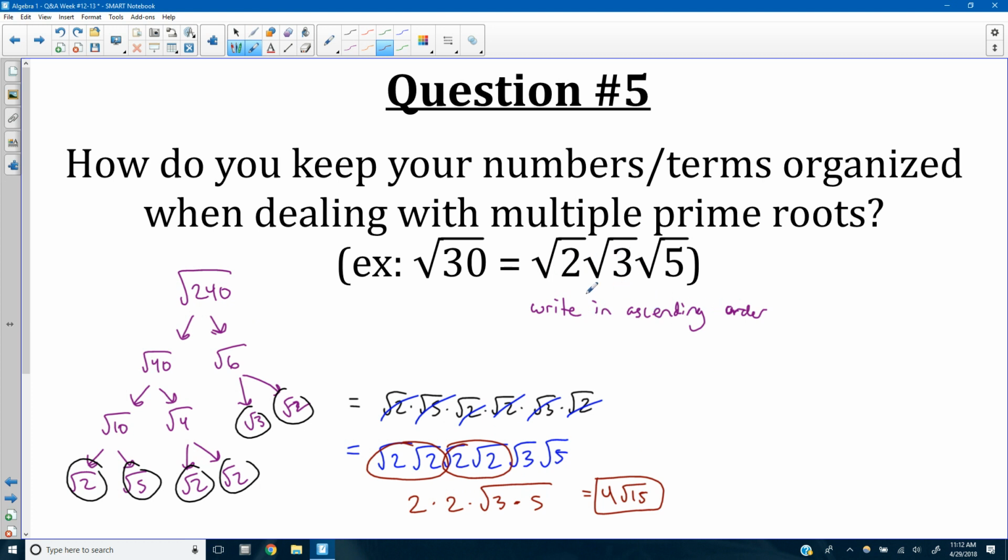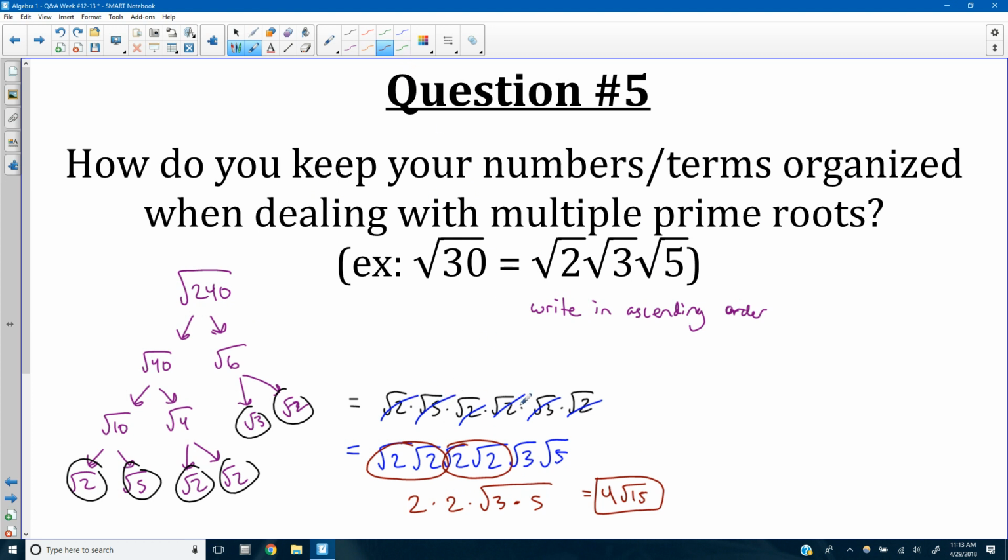I think that's the big principle there. Now, your question made me think of another question that was even bigger than this. The question I want to really answer, based on whether or not it's asked, is: how do you keep your work organized when it comes to simplifying radicals?